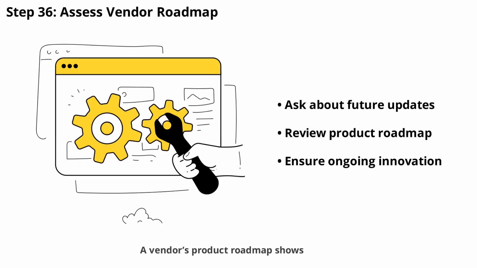A vendor's product roadmap shows their commitment to innovation and improvement. Ask about upcoming features, updates, and long-term plans. Choosing a vendor with a clear, customer-focused roadmap ensures your HR platform will continue to evolve.